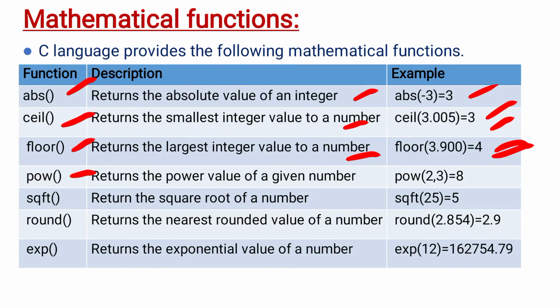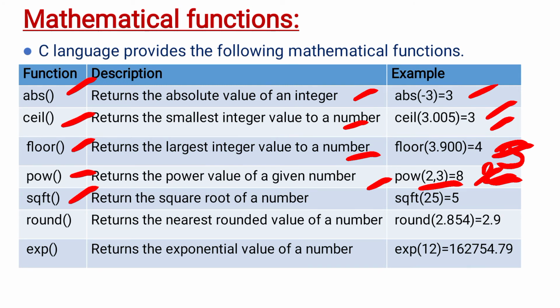Next, the power function. The power function is used to return the power value of a given number. Here we need to provide two numbers for the power function. Power of 2, 3. 2, 3 means 2 to the power 3 here. 2 to the power 3 means what? 8. So 8 is our result. The first number is the regular number. The second number is the power value. Okay. So here 2 to the power 3 means what? 8 is the result.